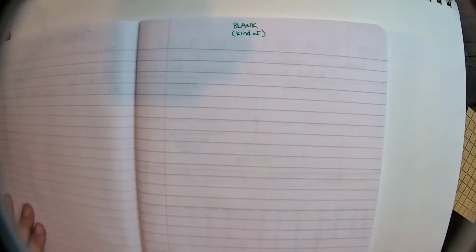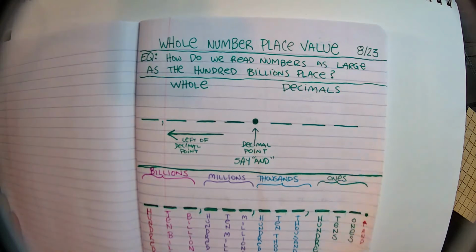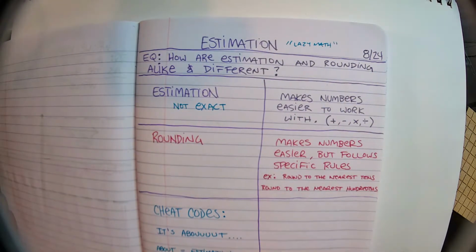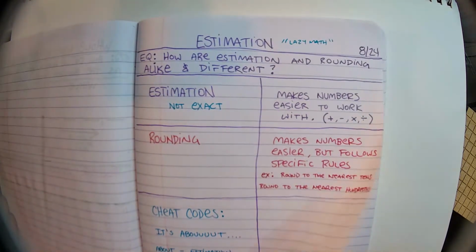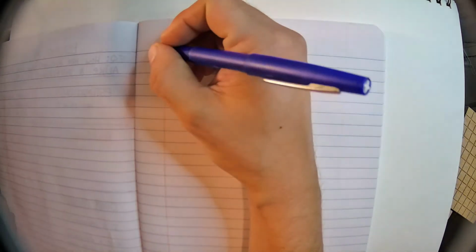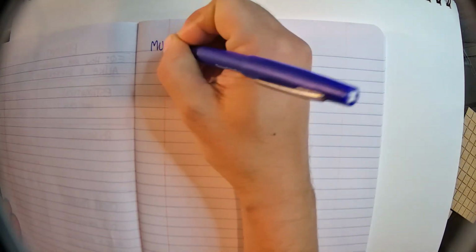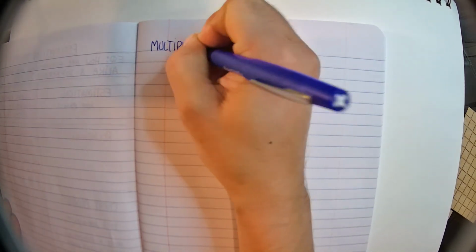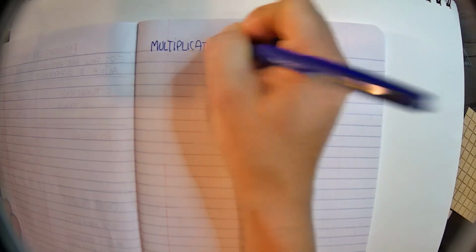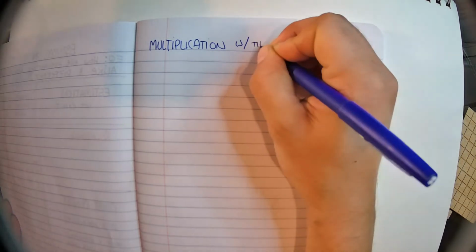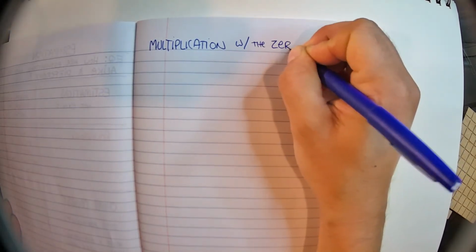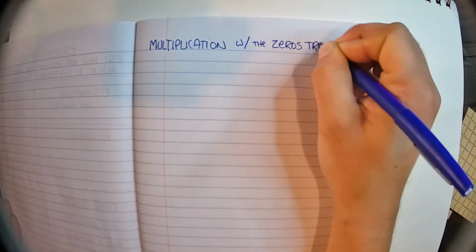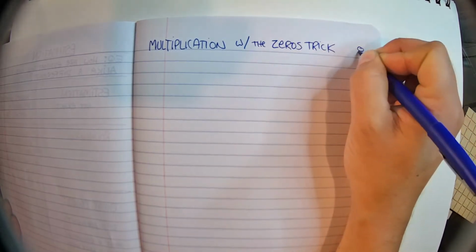All right, so next was your blank page, next was your whole number place value page, next was your estimation page, and then finally, our next blank page on the right will be where we start. So let's go ahead and write multiplication. And I'm just going to write w/, that means with the zeros trick, and then the date.